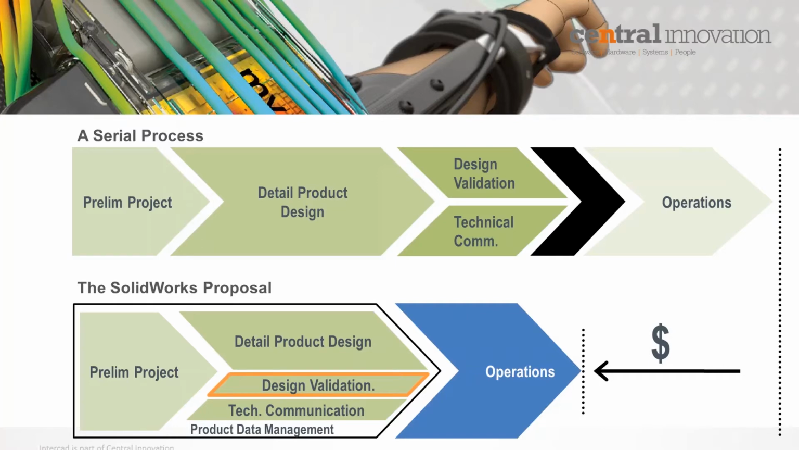So the SolidWorks proposal: a traditional serial process talks about doing a preliminary project, doing your detailed design. Once that's finished, physical prototyping and testing or validation, and creating the technical documentation would proceed. At any point, if there's an issue, we'd have to go back through that detailed design stage. So the SolidWorks proposal is that we can do those concurrently and thus reduce the development time. And today we're going to look at one of the aspects, design validation. Obviously, technical communication can be done concurrently too.